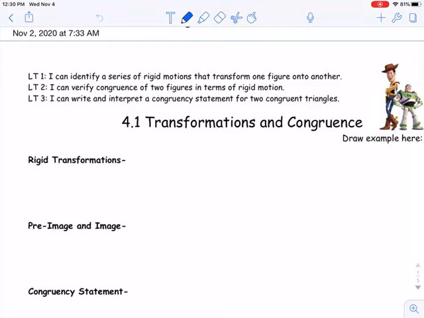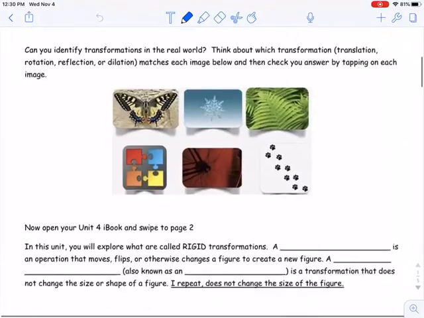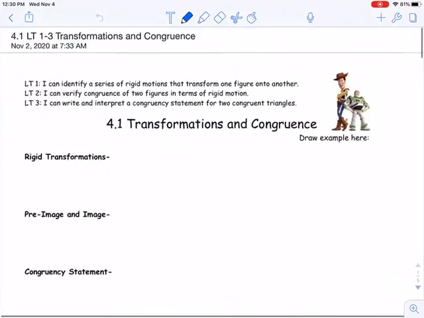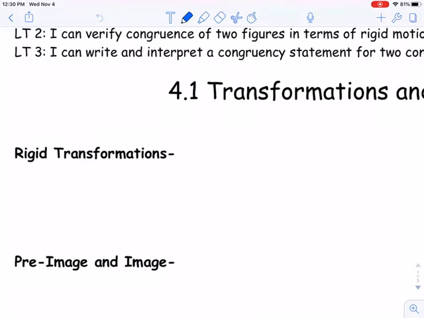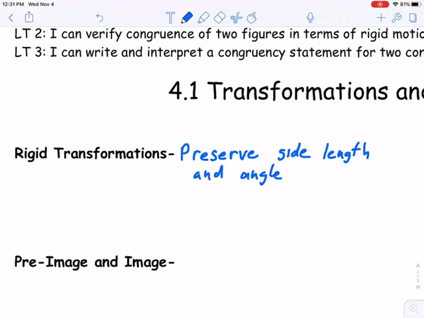So we have transformations and congruence, all right? So here's some punchlines. This first page is going to be some punchlines, then a lot of it's going to be in your iBook, all right? So rigid transformations, all right? They preserve side length and angle measure. All right.